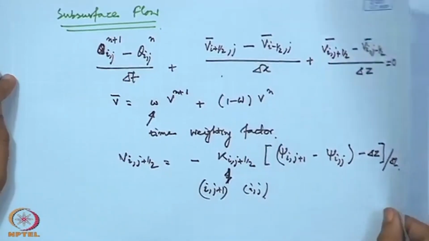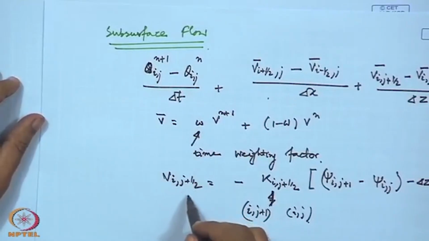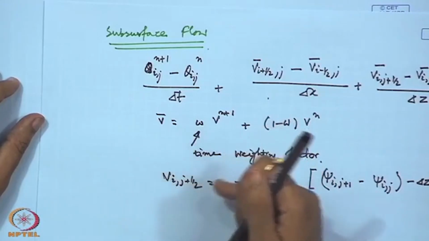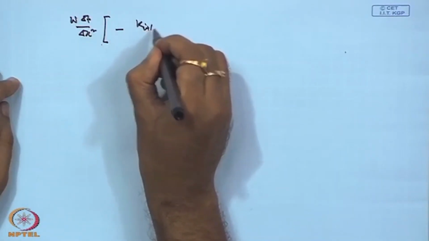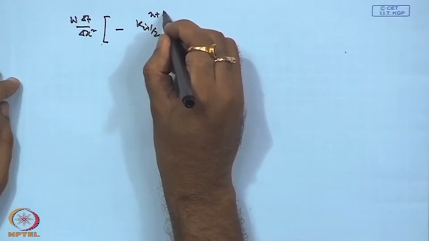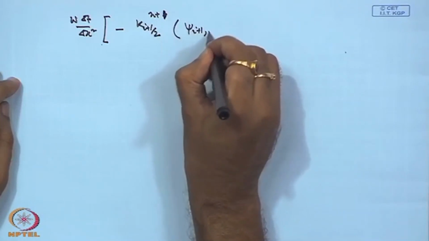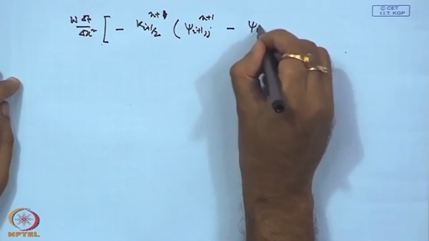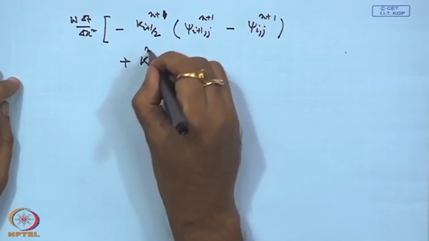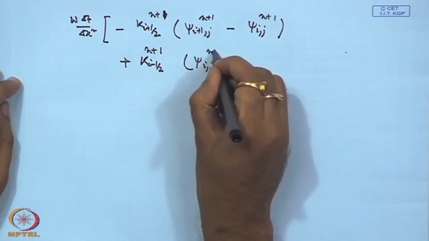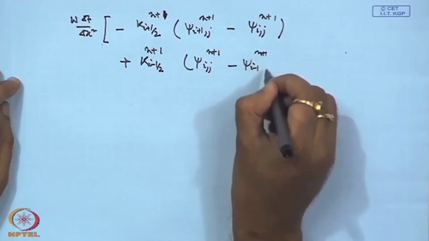So, if we discretize our original equation in terms of this V i j plus half, and if we utilize this in this equation and replace it here, then we will get the final equation as del t by del x square, minus K i plus half n plus 1, psi i plus half i plus 1 n plus 1, psi i j n plus 1, plus K i minus half j n plus 1, psi i j n plus 1, psi i minus 1 n plus 1 j.